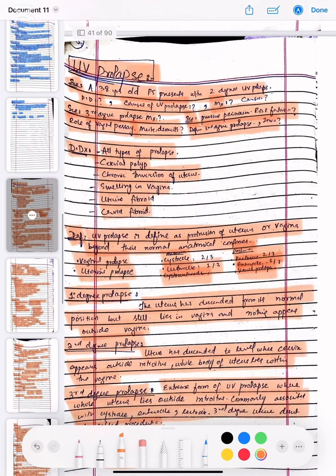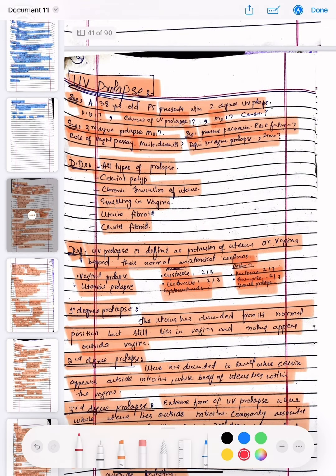So we have discussed the topic, UV prolapse, with a scenario of a 38-year-old P5 presenting with second degree UV prolapse. What are the differential diagnoses, the causes, the management, and then the scenario is that pressure on the perineum is present. What are the risk factors, and define third degree prolapse. What is the role of vaginal pessaries? What are the merits and demerits, and what is third degree prolapse?